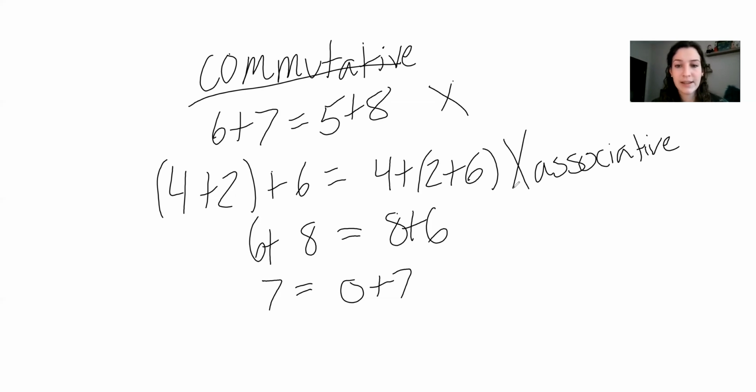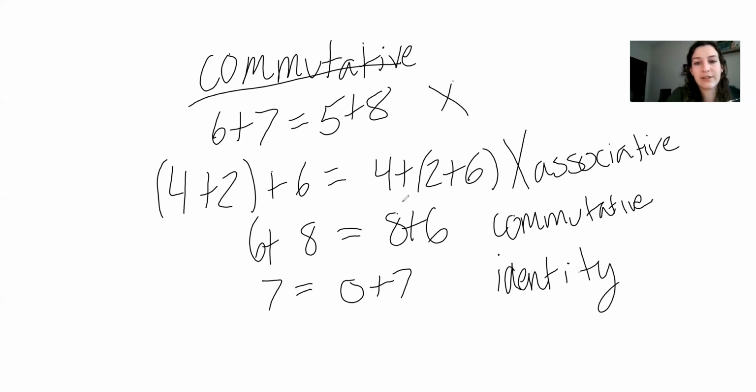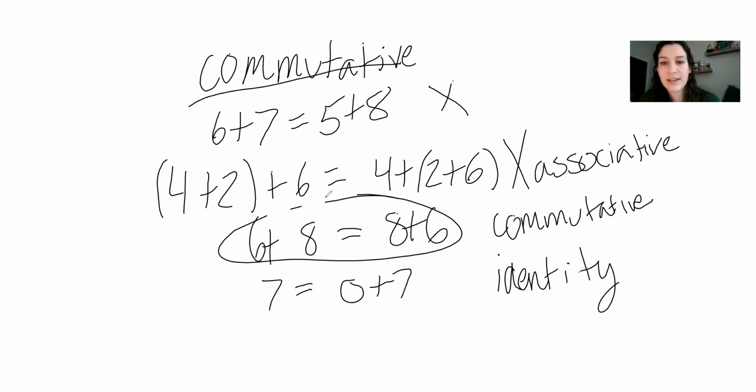And then we have 6 plus 8 equals 8 plus 6. So that is in fact adding in any order. So this is commutative. And let's just make sure our last one, let's identify what property that is. We have 7 equals 0 plus 7. So the sum of any number plus 0 is that number. And we know that through the identity property, which is not the commutative property. So our answer here is 6 plus 8 equals 8 plus 6 is an example of the commutative property.